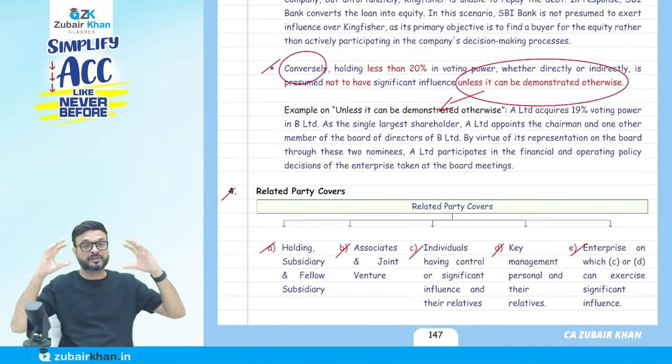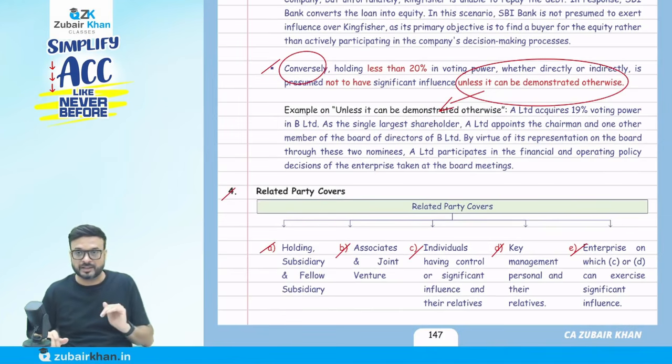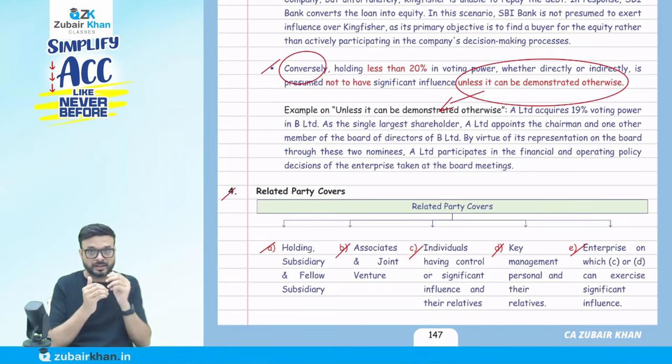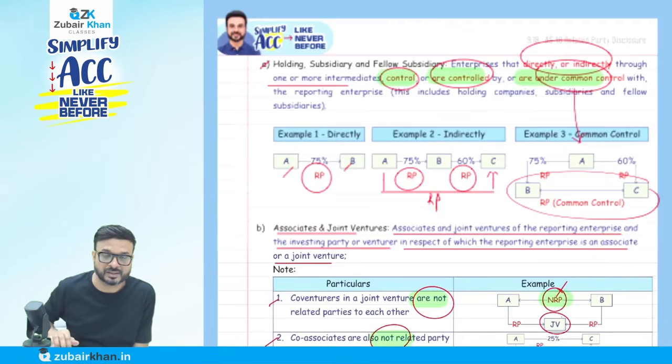So we know what is meant by control and what is meant by significant influence, and they have given us the related party cover of 5 different areas. We have covered those: holding, subsidiary, fellow subsidiary, associate and joint venture; individuals having control or significant influence and their relatives; key managers and their relatives; and enterprises over which persons in point C or D can exercise significant influence.